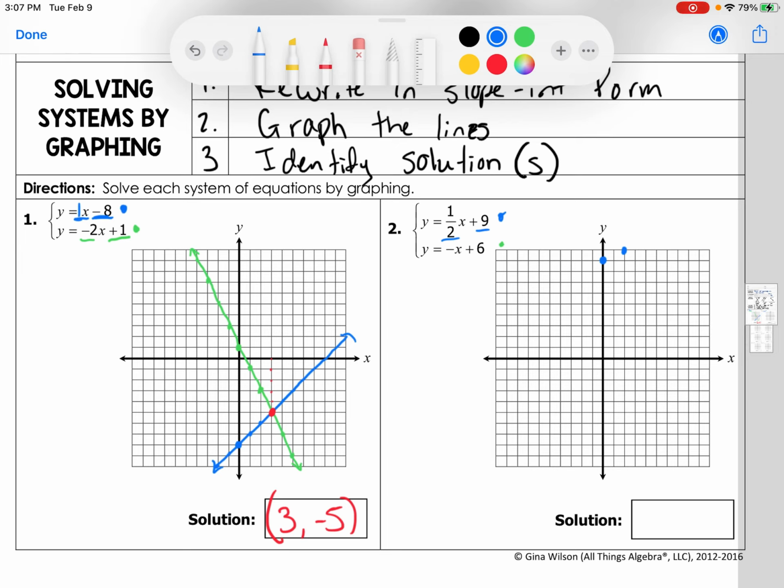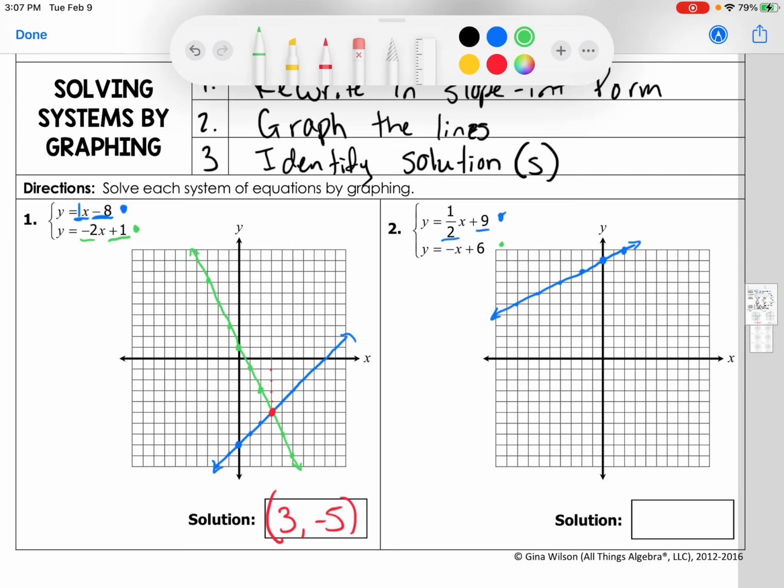So I'm going to go down 1, left 2, down 1, left 2, down 1, left 2, down 1, left 2, down 1, left 2. And I'm going to attempt to connect those in a somewhat reasonable manner. Now we're going to move on to the green line.